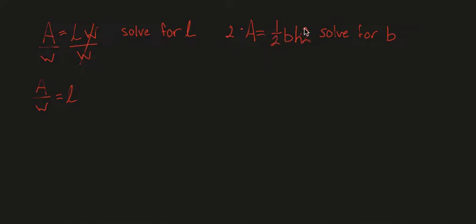On the right side, half times 2 is 1, so they cancel each other out, and we're going to be left with BH. And on the left side, 2 times A is going to be 2A. In order to get B by itself, we have to get rid of H. We get rid of H by dividing by H on both sides. Finally, we're going to have 2A over H equals B. This is going to be the answer for this second question.